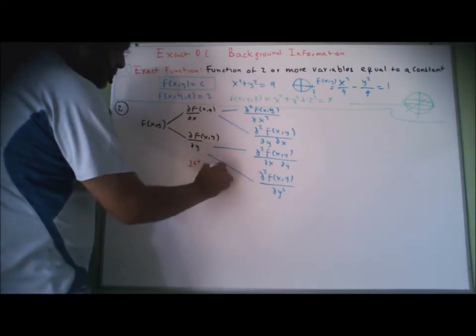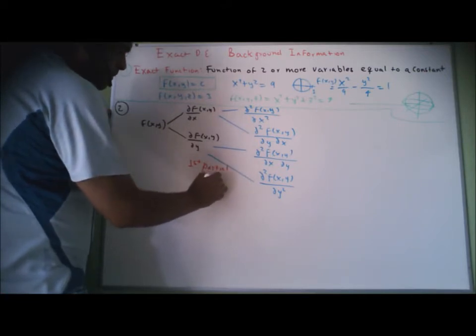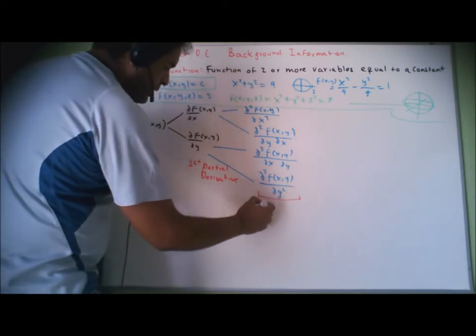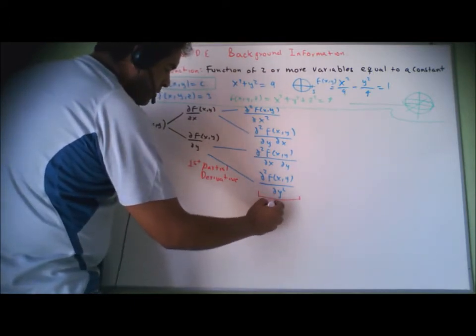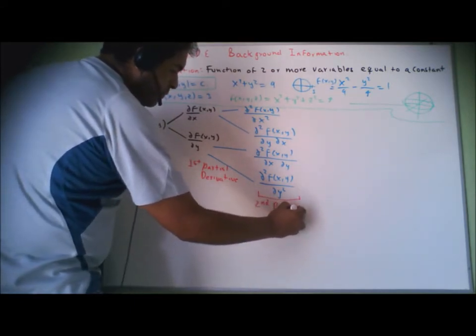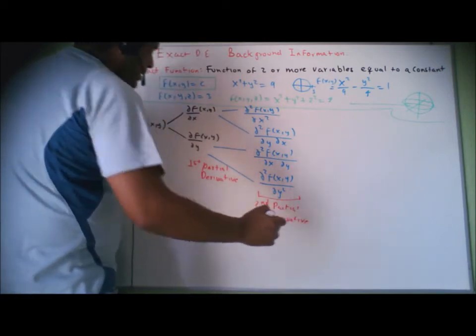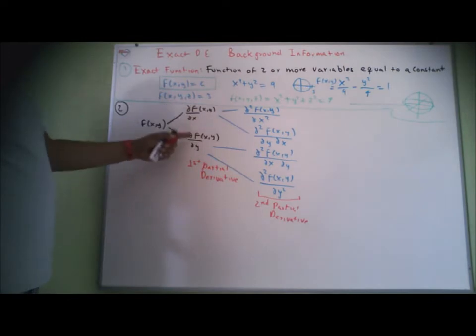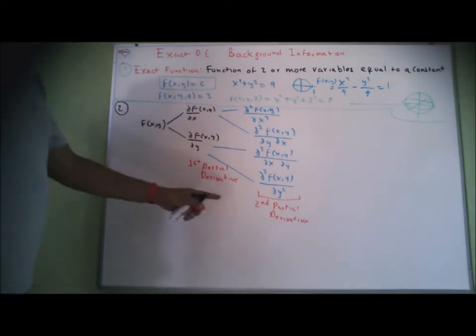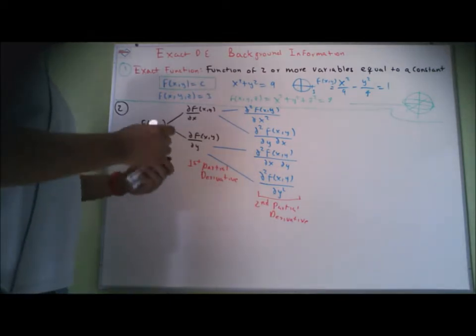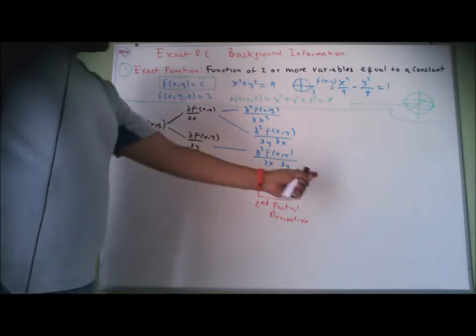And here is the second partial derivative. As you can see, in the first partial derivative you have 2 partial derivatives. In the second partial derivative you have 4 partial derivatives. Now if you try to make the third partial derivative, then you will have 8 partial derivatives. But let's keep until this level.